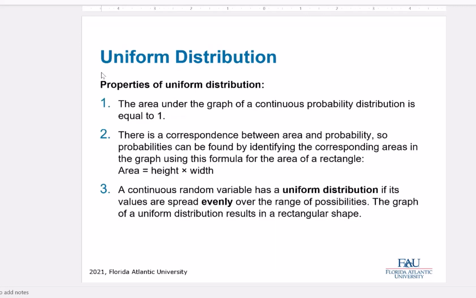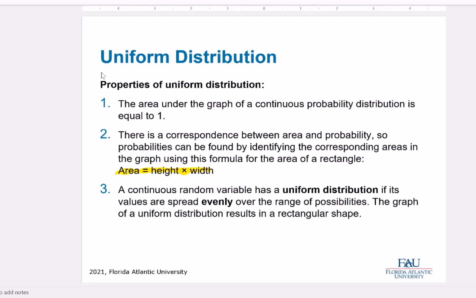We're going to start off talking about uniform distribution, which is a little different. The area under the graph of a continuous probability distribution is still 1, because otherwise it wouldn't be a probability. Remember, probabilities are between 0 and 1. There is a correspondence between area and probability. So probabilities can be found by identifying the corresponding area in the graph using this formula for the area of a rectangle.